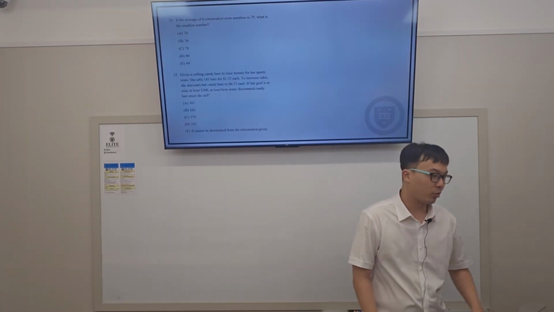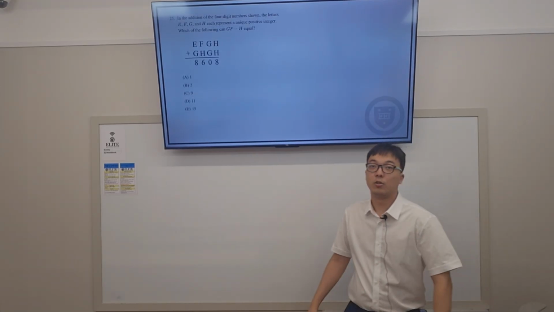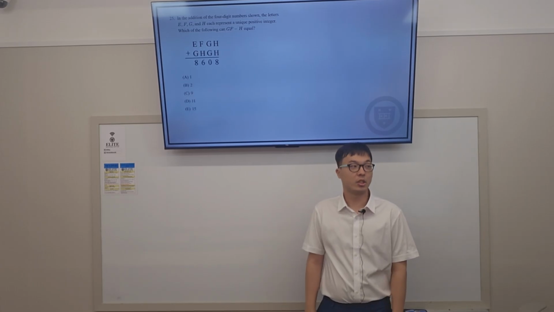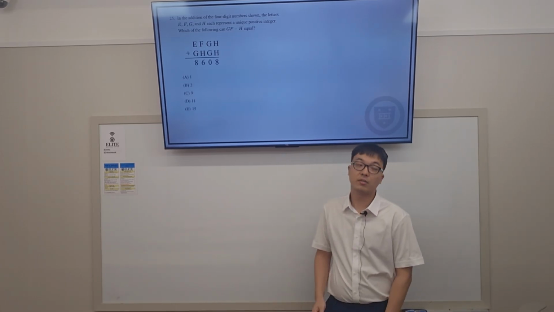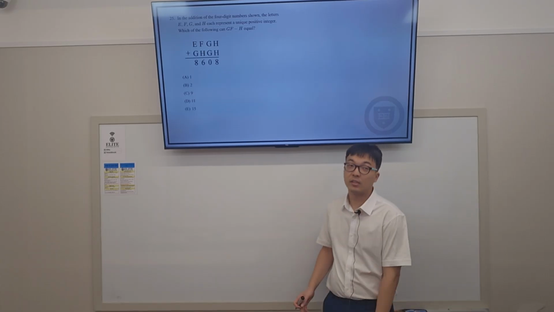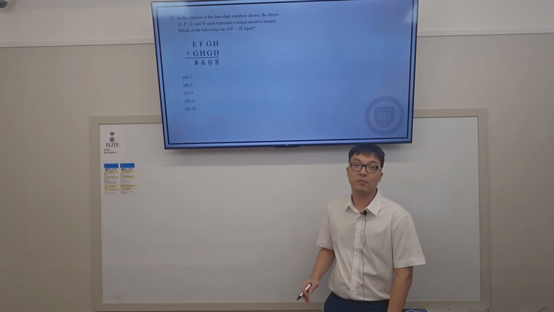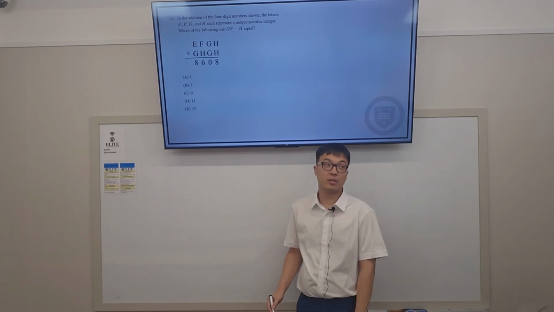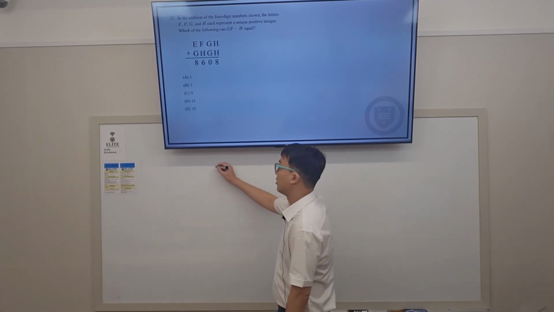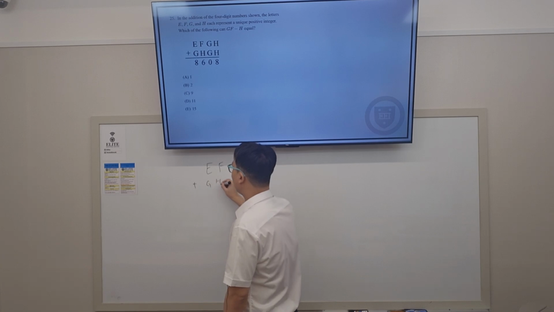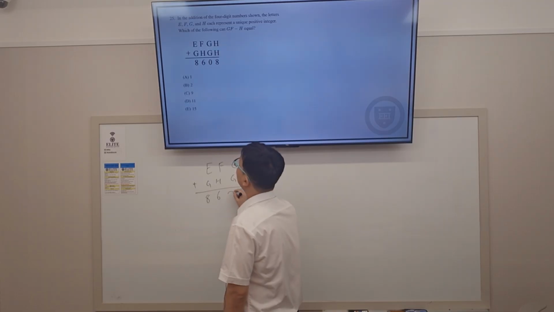Okay, let's do one more problem. So, in this problem, we see in the addition of the 4-digit numbers shown, the letters E, F, G, H each represent a unique positive integer, so not 0. Which of the following can GF minus H equal? So, the equation, let's write on the board. EFGH plus GHGH is equal to 8608.